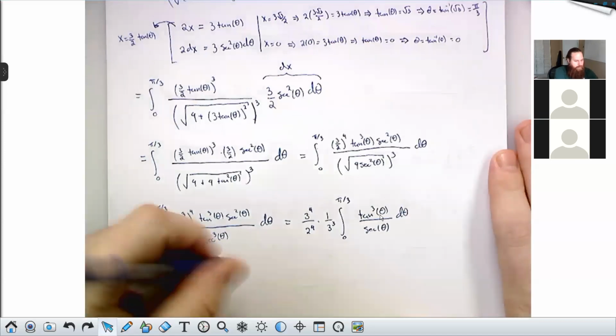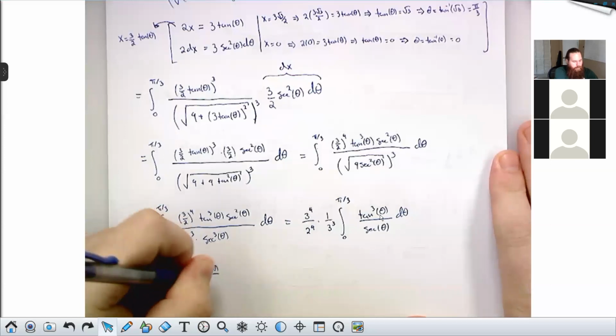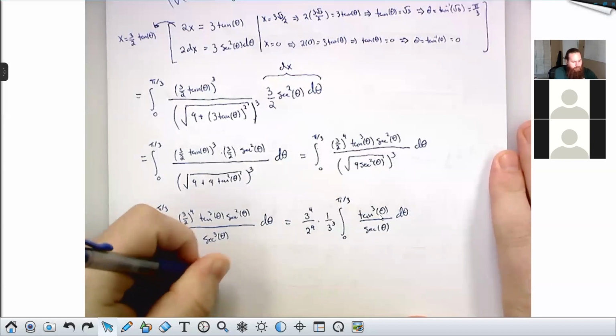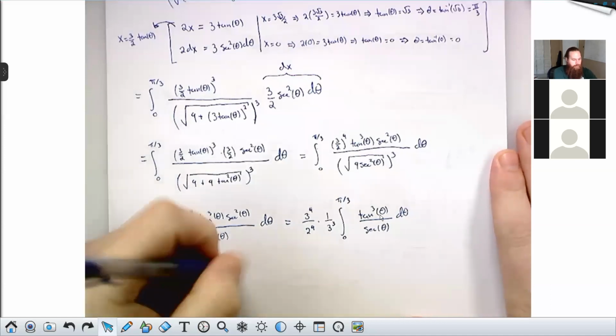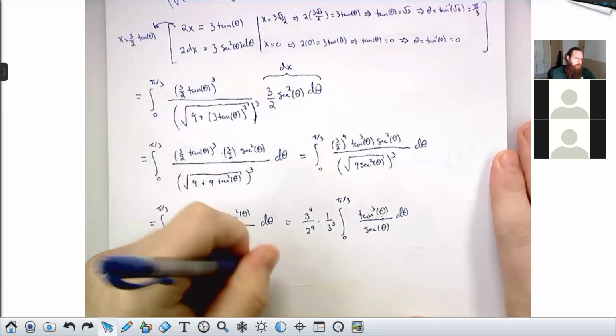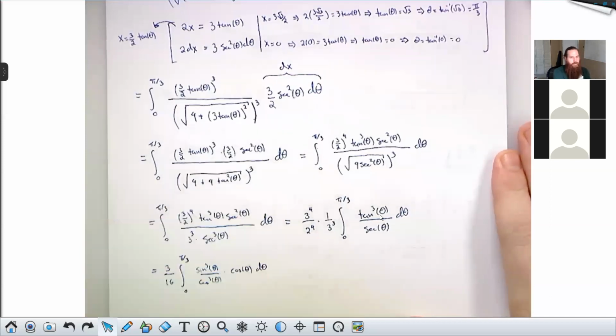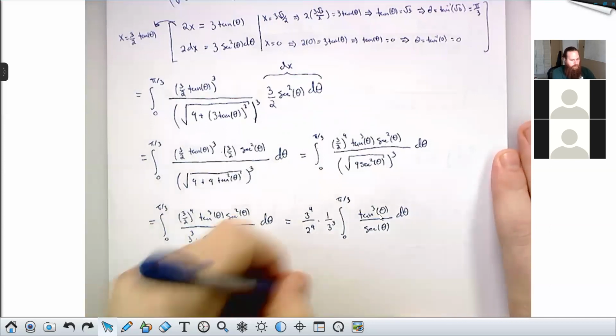So tan cubed, that's sine cubed theta over cos cubed theta. And then secant downstairs is the same as cos upstairs. So I can cancel one of the cosines. And I'll get sine cubed over cos squared.